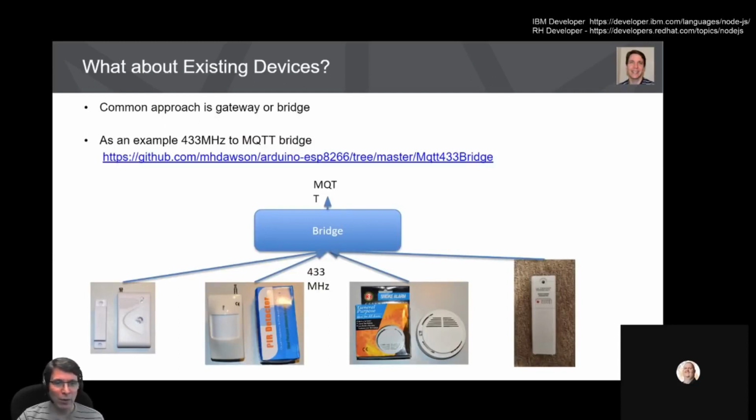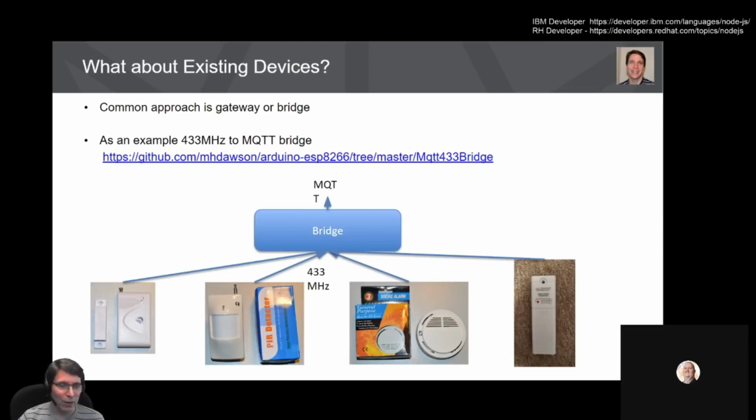You might also ask, well, what about some existing devices? So instead of trying to build my own, there's a bunch of devices, but not all of them use MQTT. So a quite common pattern is to use an MQTT bridge, where you have that bridge converting from whatever protocol the devices are using into the MQTT protocol.